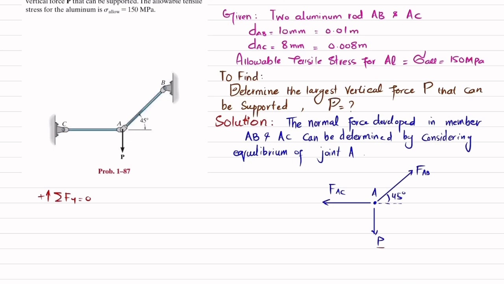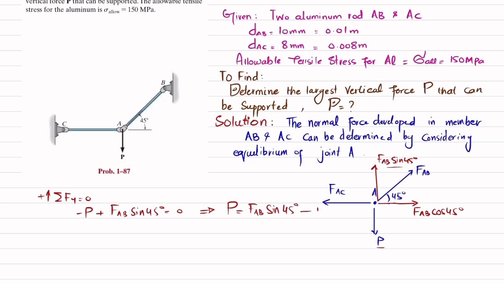So you can see one force which is P acting downward, so I will write minus P. The other force is the vertical component of this FAB. So this FAB will have two components. One is this one, which will be FAB cos of 45 degree, and the other one is the vertical component, which is FAB sine of 45 degree. So minus P plus FAB sine of 45 degree is equal to 0. So from here, this P will be equal to FAB sine of 45 degree. This is equation number 1.